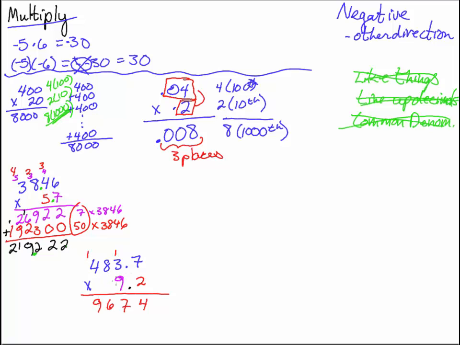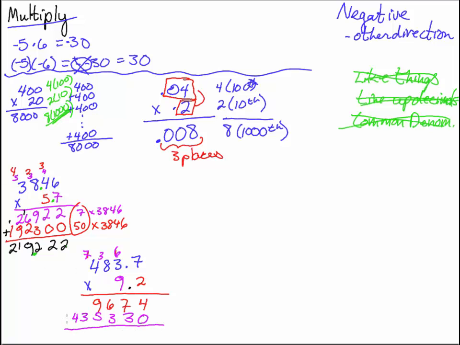Now let's run this 9 through. Now remember, if we're ignoring the decimals, that 9 is not a 9, but is a 90. So let's do that. 9 times 7 is 63. 9 times 3 is 27, plus 6 is 33. 9 times 8 is 72, plus 3 is 75. And 9 times 4 is 36, plus 7 is 43.